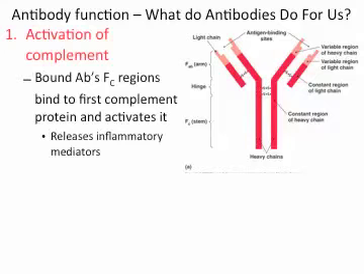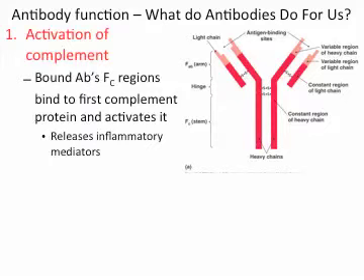So what do antibodies do for us? One thing they can do is activate complement. We've talked a little bit about the complement cascade when we talked about innate immunity. Let me back up for a second. The complement cascade can be active in both innate and adaptive immunity, but we are in adaptive immunity now.